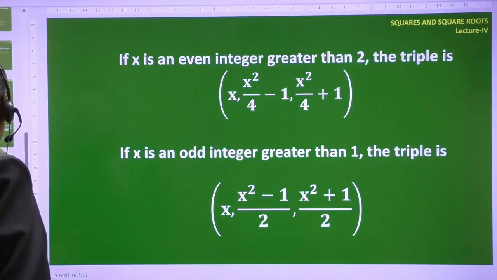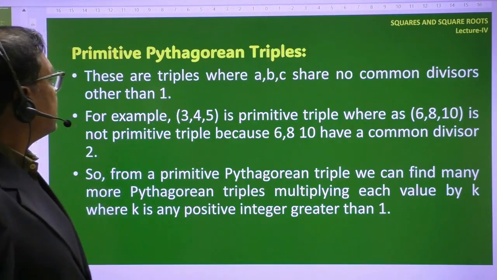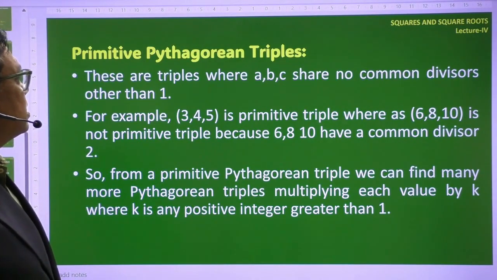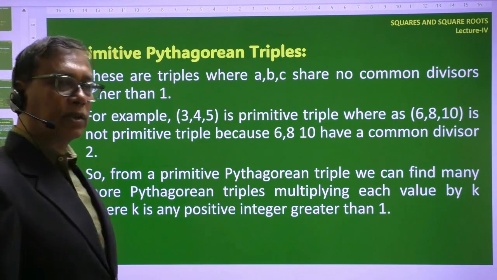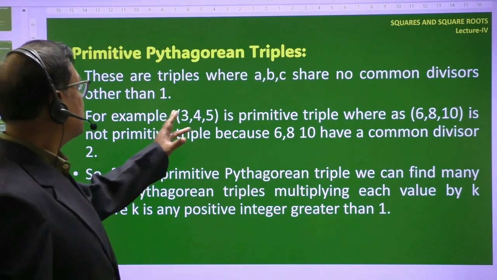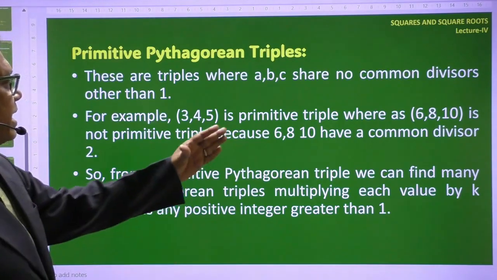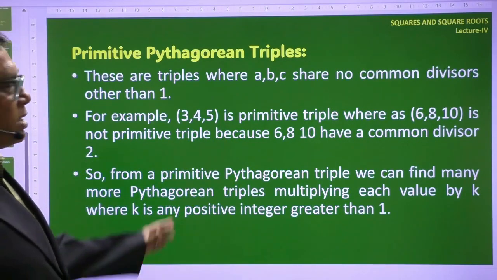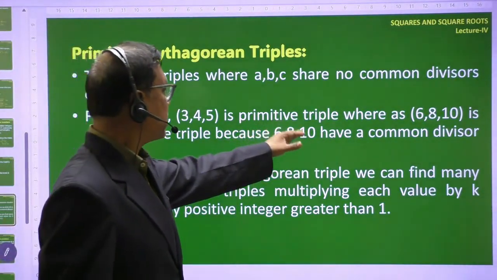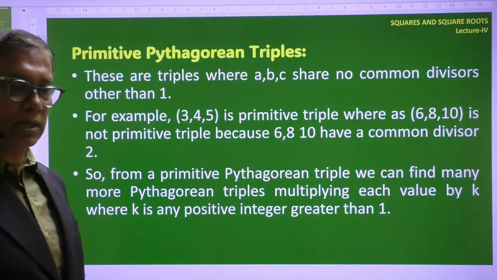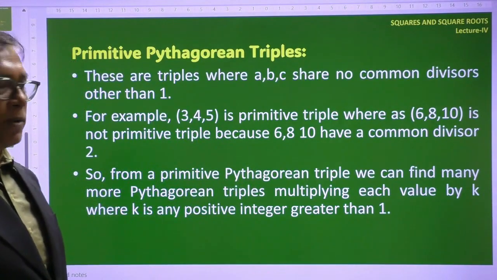Now, primitive Pythagorean triples. These are triples where a, b, c share no common divisor other than 1. That is called a primitive Pythagorean triple. For example, 3, 4, 5 is a primitive triple, whereas 6, 8, 10 is not a primitive triple, because 6, 8, 10 have a common divisor 2. That's why these Pythagorean triplets are not primitive. Clear? So this is the difference between primitive Pythagorean triplets and other non-primitive Pythagorean triplets.